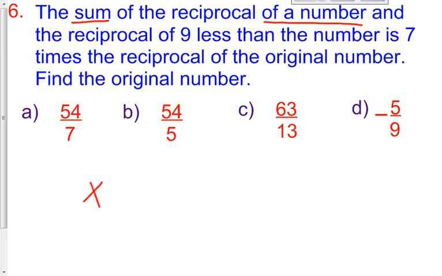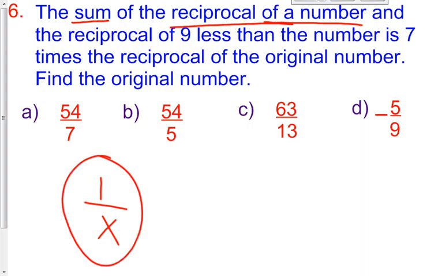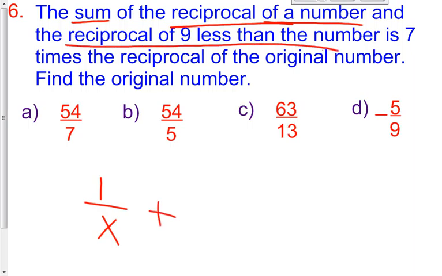So class, x as a fraction is x over 1. So what is the reciprocal of that number? Well, it is 1 over x. The reciprocal just means that you flip the fraction upside down. So your original number is x, so the reciprocal of that number is 1 over x. Okay? So the sum of the reciprocal of a number is right here. And you want the sum, so you're adding the reciprocal of 9 less than that number.